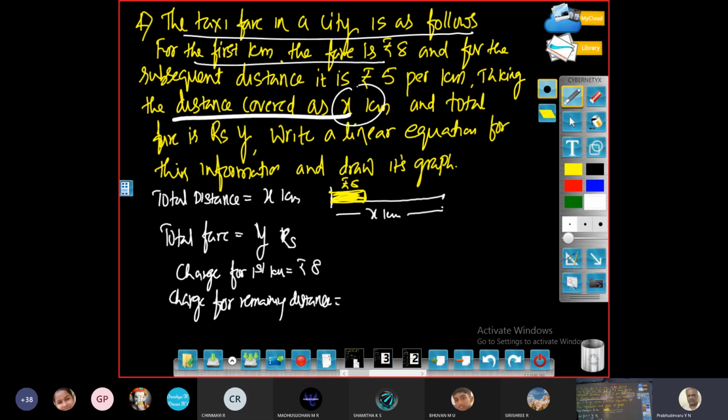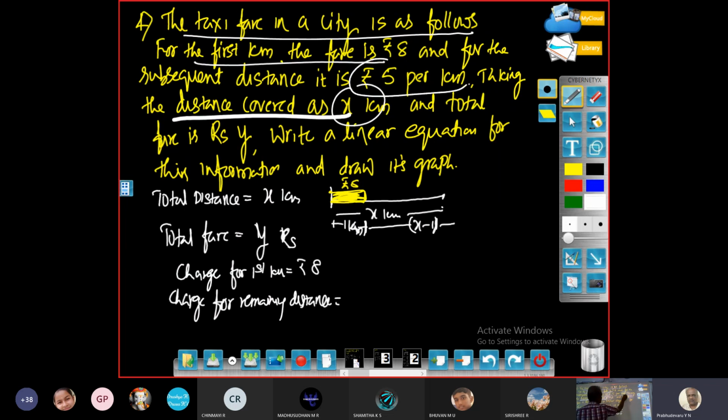1 kilometer is traveled with 8 rupees. Then what is the remaining distance? You have to subtract 1 kilometer. Suppose this is 1 kilometer, then the remaining should be x minus 1 kilometer.